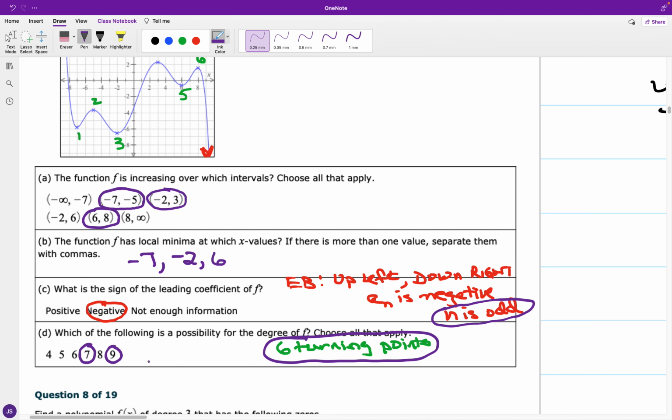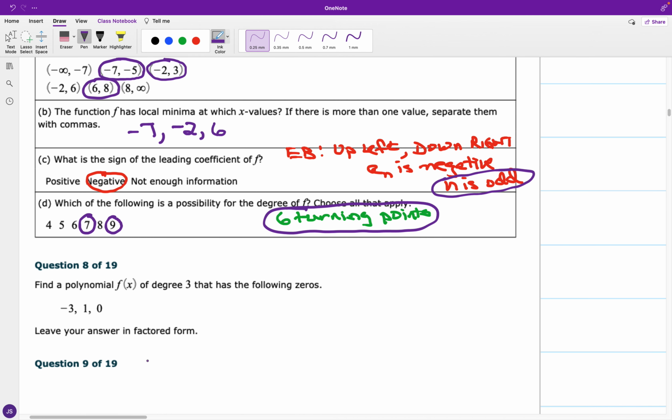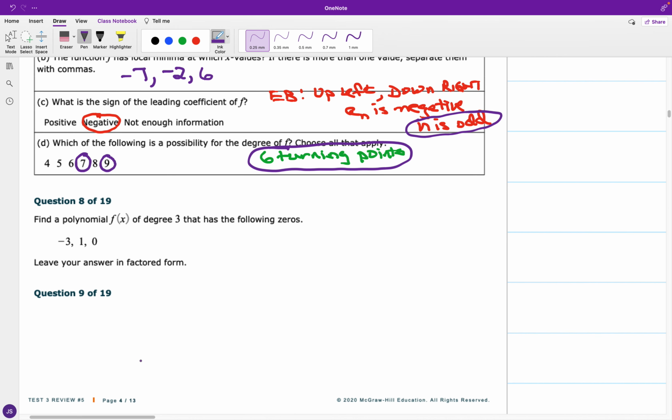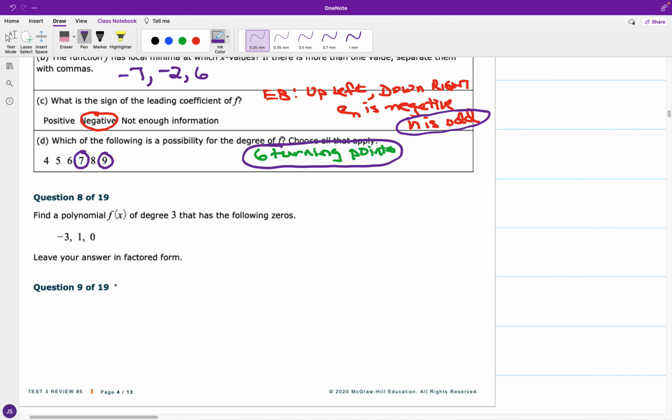All right. Now, for the next item, it says to find a polynomial of degree 3 that has the following zeros. We have the zeros of -3, 1, and 0. So you have x equal to -3, x equal to 1, x equal to 0.